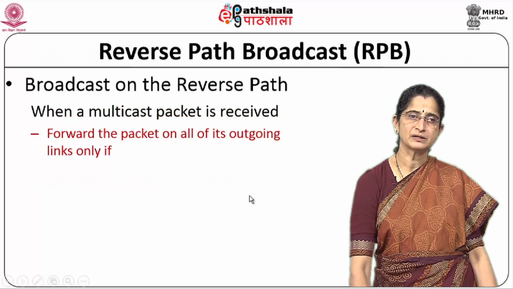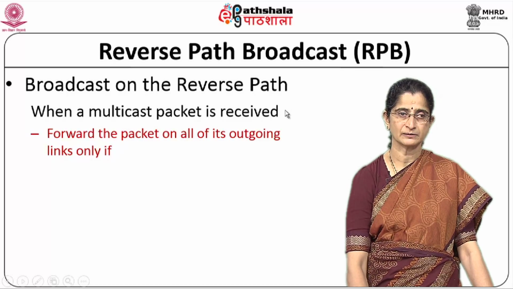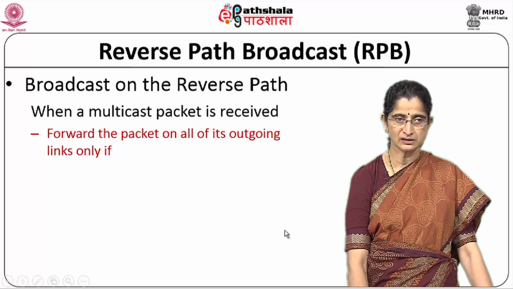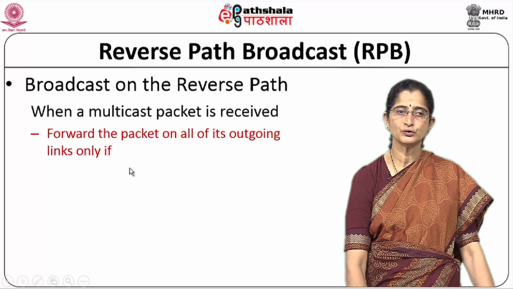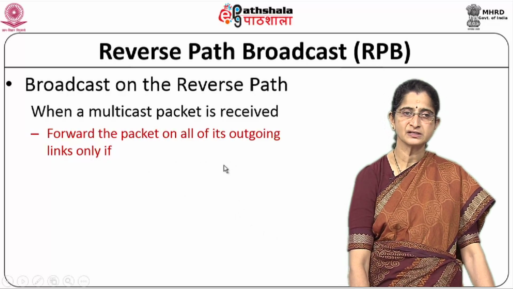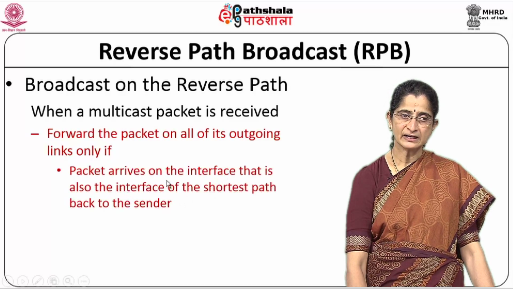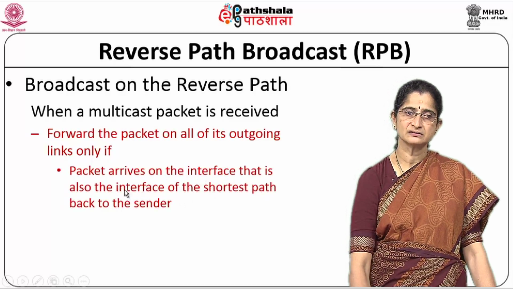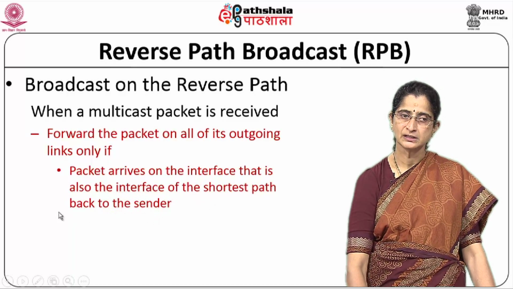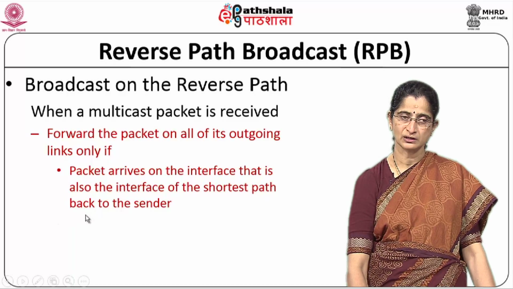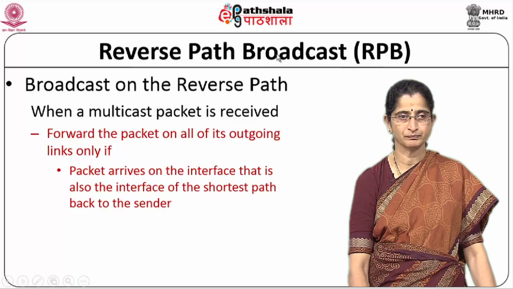Let us look at this a little bit more in detail. We said we will first do a broadcast on the reverse path. What do we mean by this reverse path? When a multicast packet is received, you forward the packet on all of its outgoing links only if the packet arrives on the interface that is also the interface of the shortest path back to the sender. This back to the sender is what you need to note here, because this is what gives the name reverse path broadcast.